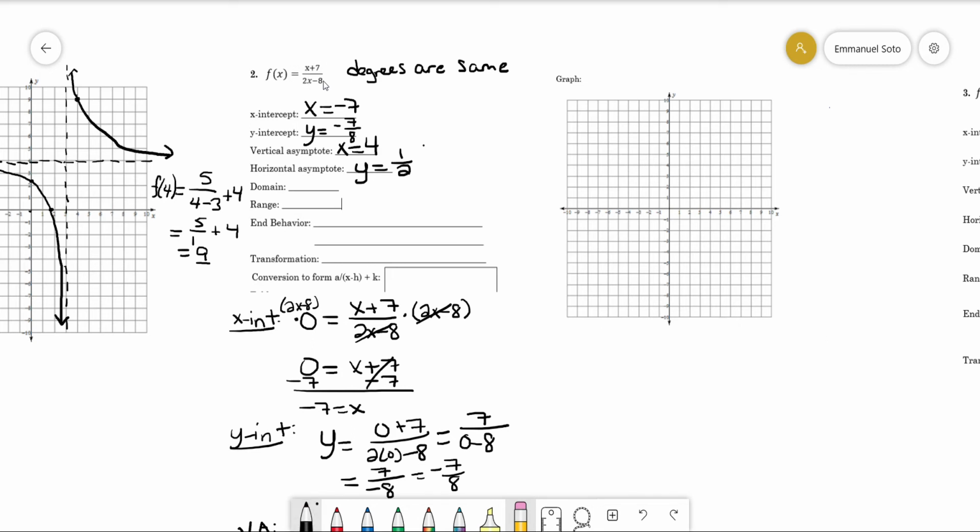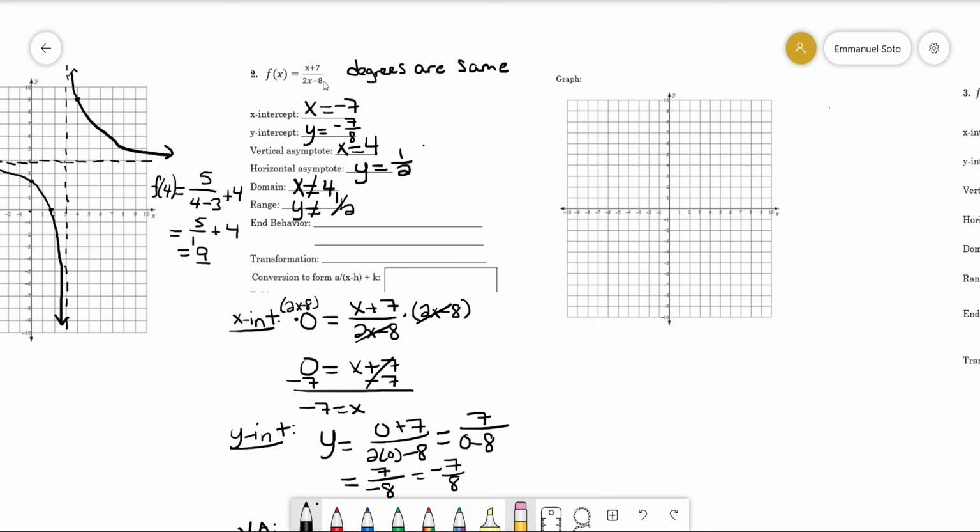Now let's go ahead and look at the domain. The domain cannot be the vertical asymptote. So the domain are the x values that cannot be used in the function. So that's going to be 4 because that's our vertical asymptote. Our range cannot be the values given by the horizontal asymptote, generally speaking. So our range, y does not equal 1/2.